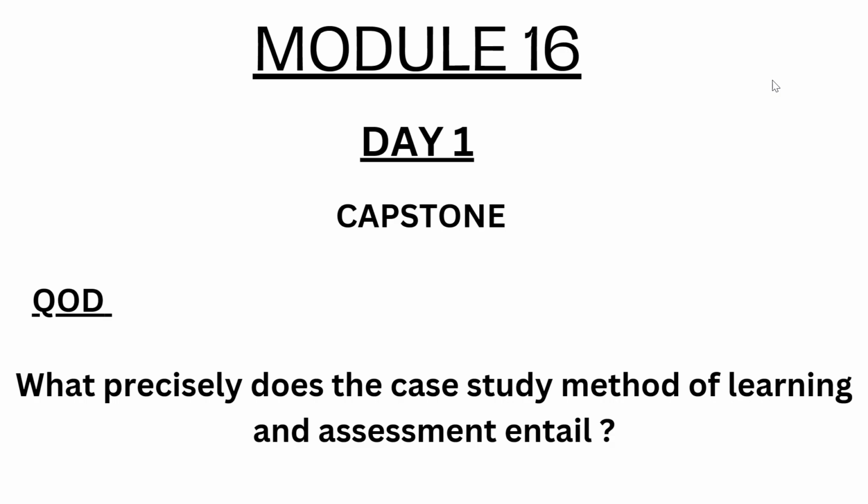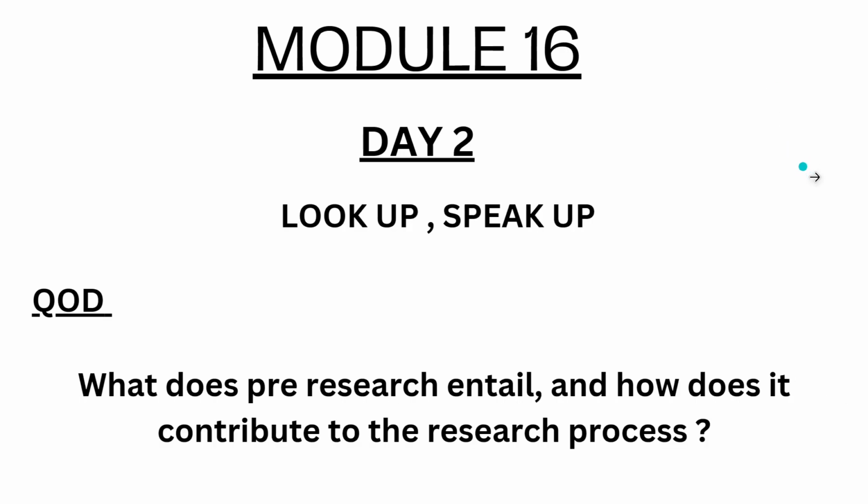Let's go ahead with day 2, that is Look Up and Speak Up. Okay, so on this day you are supposed to do a group presentation, so you might need a chart paper. If you need a chart paper, you will get it from the branch itself. I think you get the chart paper from the branch only, if I'm not wrong. Today also you are supposed to sit in a circle and not in the semicircle.